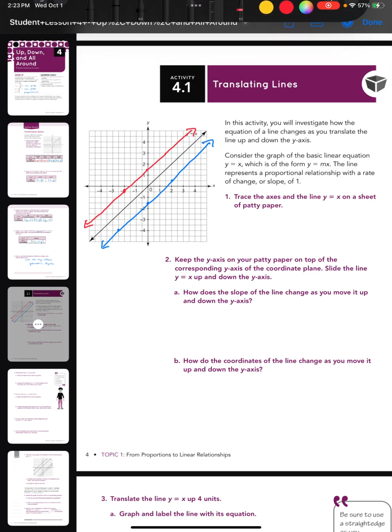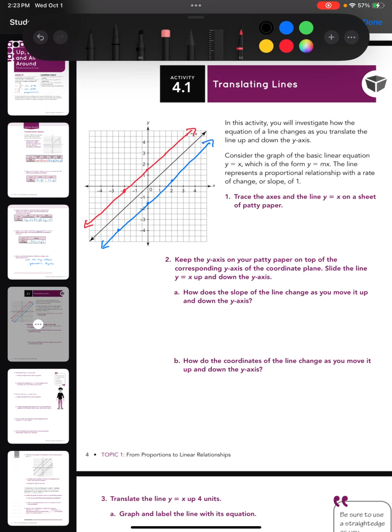It wants to know, how does the slope of the line change? Well, the slope didn't change. We still have parallel lines, which makes sense. We didn't dilate the line, make it steeper or less steep. We just shifted it up, down. So the slope is unchanged.